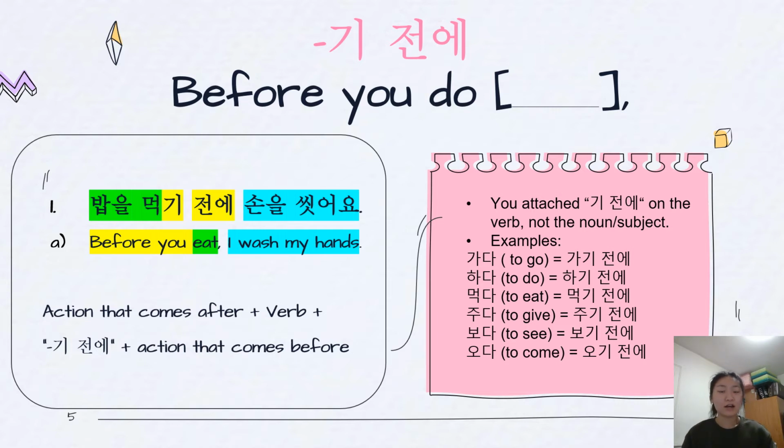Let's look at some common verbs that we will use for our exercise. Let's read them together. 가다, to go. If you want to say before you go, we would say 가기 전에. If we want to say before we do, we would say 하기 전에. Before we eat will be 먹기 전에. Before we give will be 주기 전에. Before we see will become 보기 전에. And before we arrive, before we come, it would be 오기 전에. Let's try practicing this in some of the questions we have in the next page.